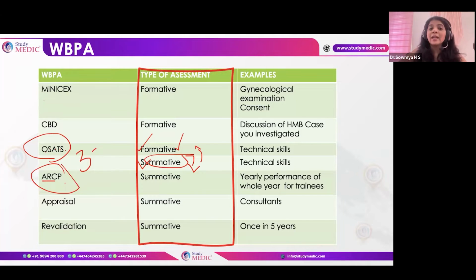The ARCP panel is 100% summative. They give you the grades or the outcomes, whether you're good to move to the next or you cannot move. Okay. And this is yearly for everybody.